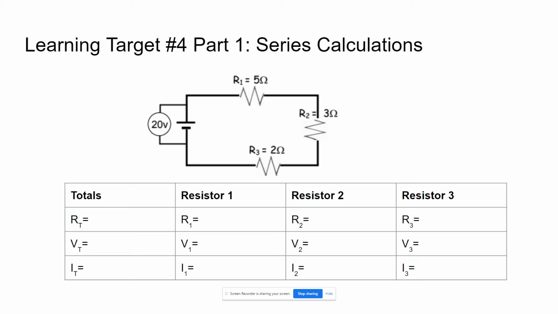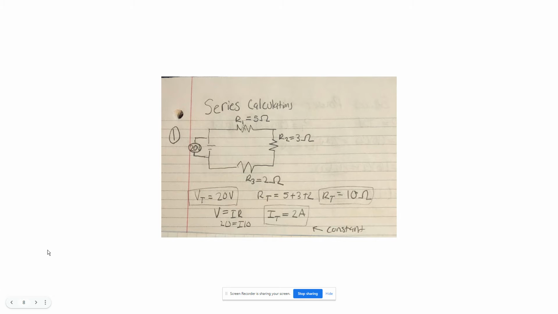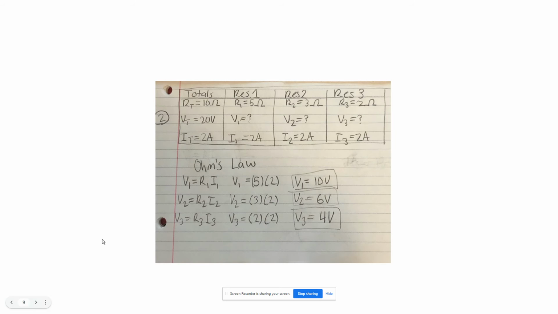So we're doing calculations. We're going to start with series. So some things to keep in mind with series calculations is that current is constant and voltage adds up to the total voltage, and resistors are added normally. In this example, you are given the total voltage, and you can find the total resistance by adding up the different resistors. You can find the total current by dividing the total voltage by the total resistance, basically using Ohm's law. The current is constant in this series, so you now know the current for each resistor.